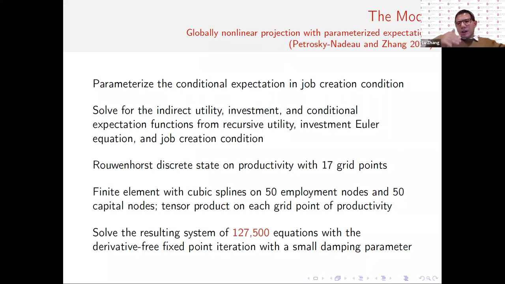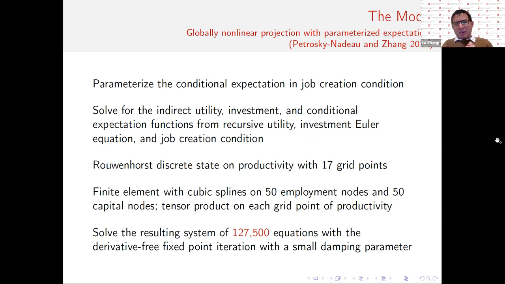Because of the occasionally binding constraint for vacancy, we opt to approximate numerically the conditional expectation function, which is smooth, okay? And then we need to solve for the indirect utility function, investment function, and the conditional expectation function from the recursive utility, investment Euler equation, and job creation condition, okay? So we have three equations. We need to solve for three functions out of three functional equations. So we have three state variables.